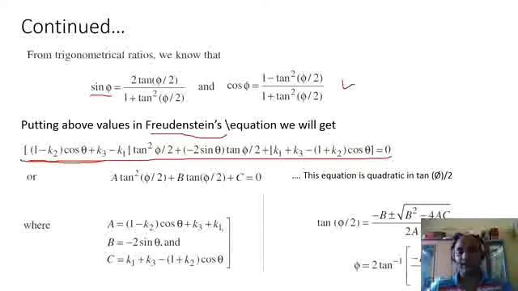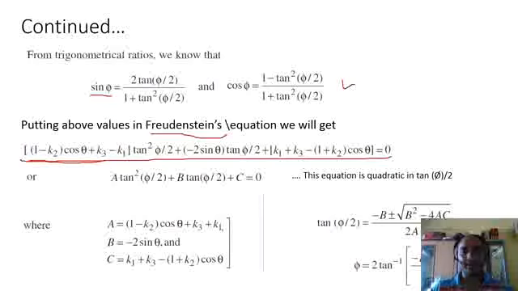So to make this equation simpler, let us consider this part as a tan square phi by 2, this part as b tan phi by 2, and this part as c. Therefore we'll get the equation a tan square phi by 2 plus b tan phi by 2 plus c is equal to 0.